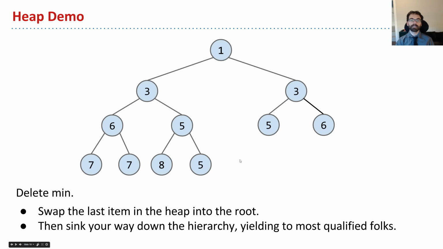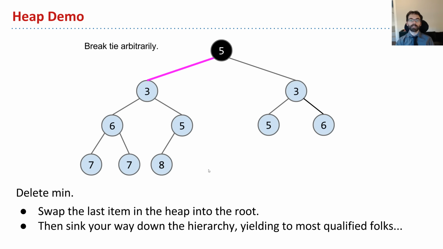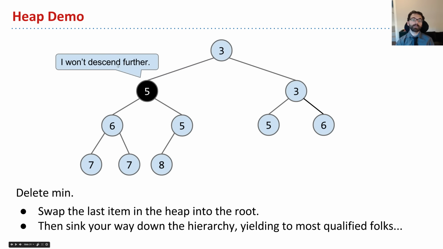If we delete again, now 1 goes away. 5 is now going to get thrown into the wolves in charge of the whole thing. In this case, we actually have a tie. So if we're going to sink, we can actually just break the tie totally arbitrarily. It doesn't matter. So let's say I go left. And then 5 will basically say, I'm not going to descend further. I found my right place. So I happen to get thrown into the root of the whole tree. And now when I sink, I'm going to go down until I find my place. Okay? And so that's that.